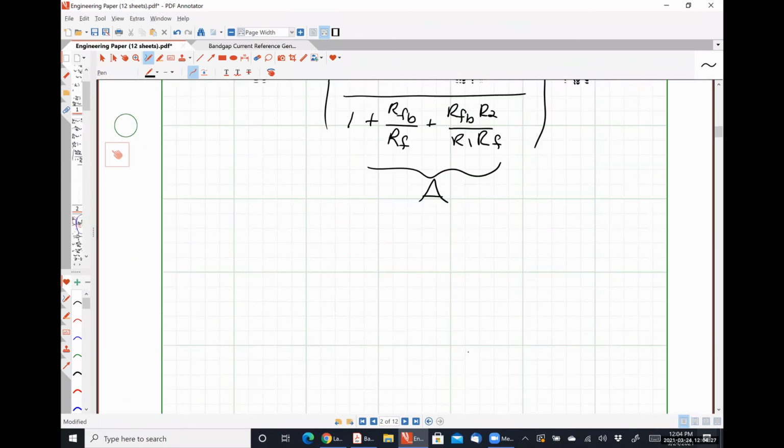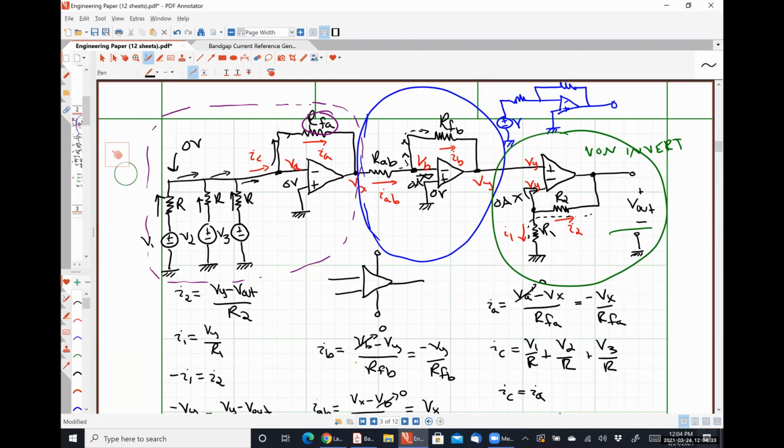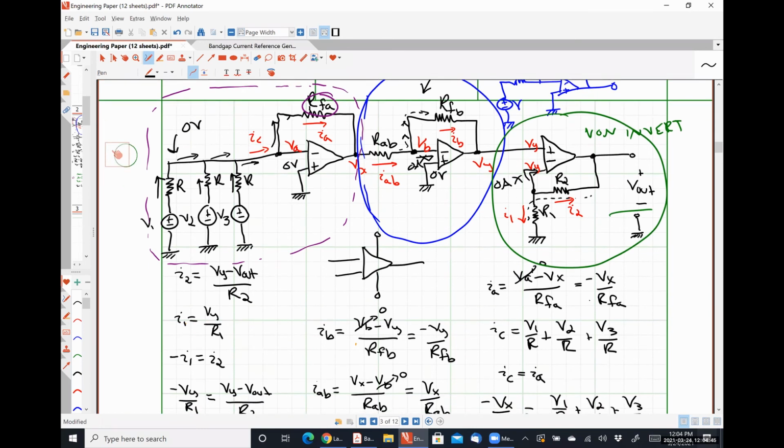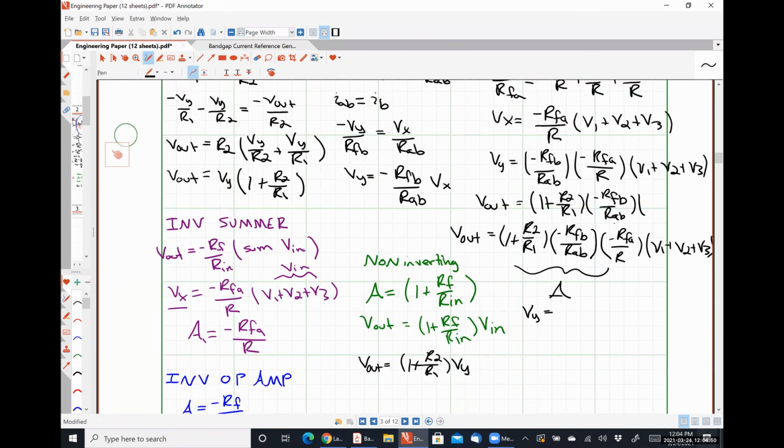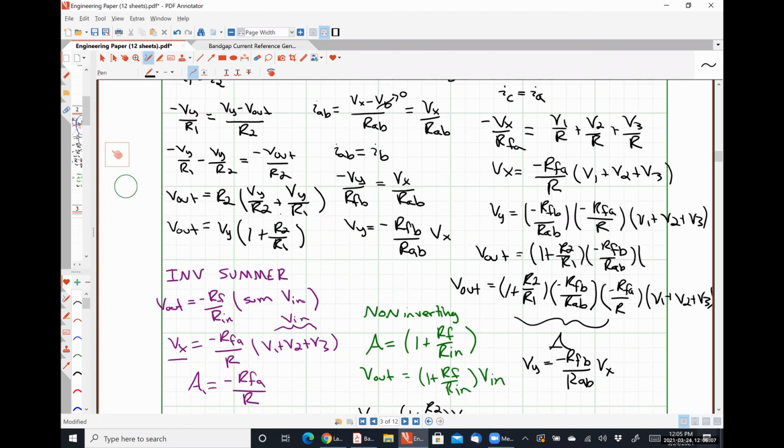Vy is the output of our inverting op amp, this one. And so our input voltage here would be Vx, and our output voltage is Vy. And we have the gain of an inverting op amp. And so Vy equals negative RFB over RAB times Vx, right? Because RFB is our feedback resistor, RAB is our input resistor.